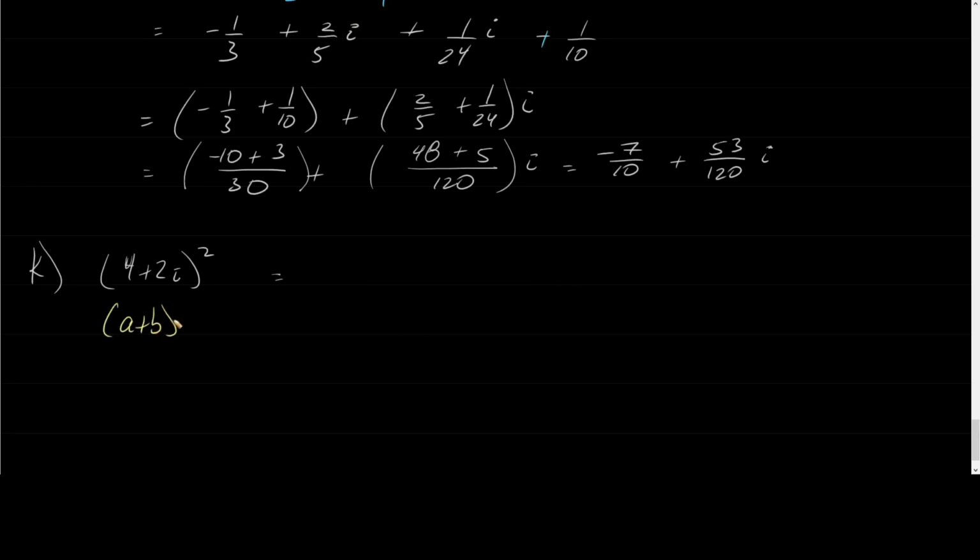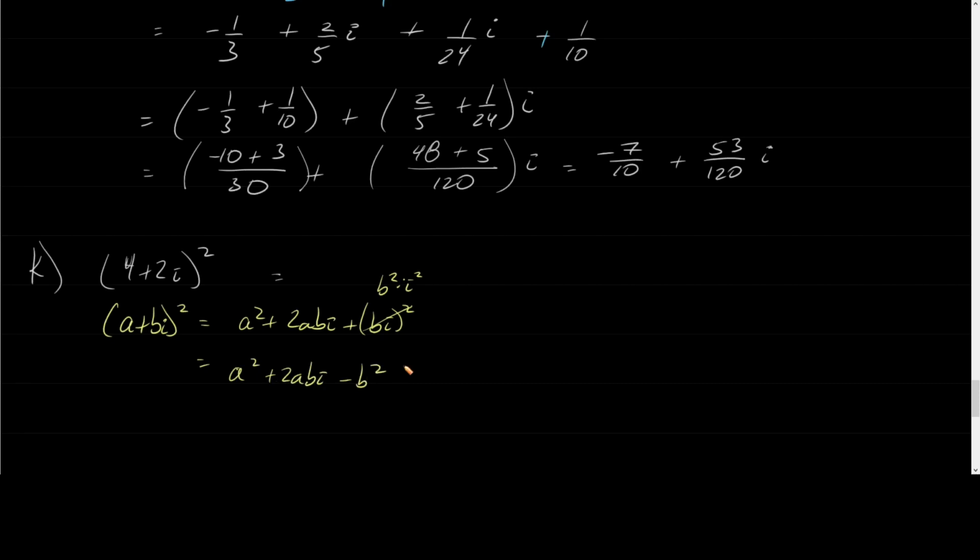a plus b quantity squared, right? Or I should say a plus bi quantity squared. And what would that be? That would be a squared plus 2abi plus bi squared. But bi squared is just, well, b squared times i squared. And i squared is just negative 1. So we can write this as a squared plus 2abi minus b squared.